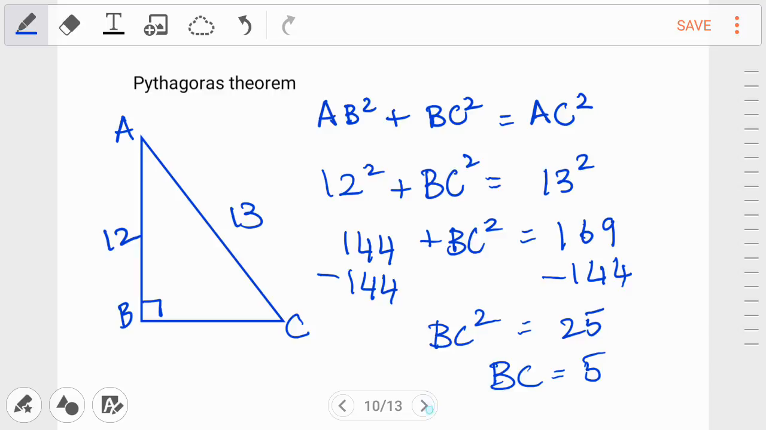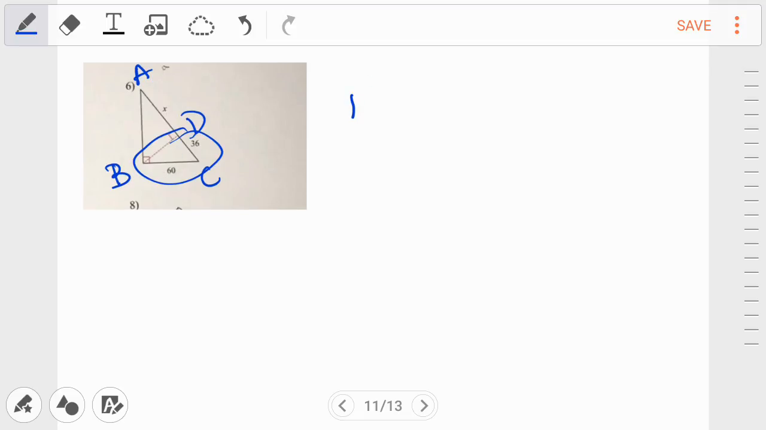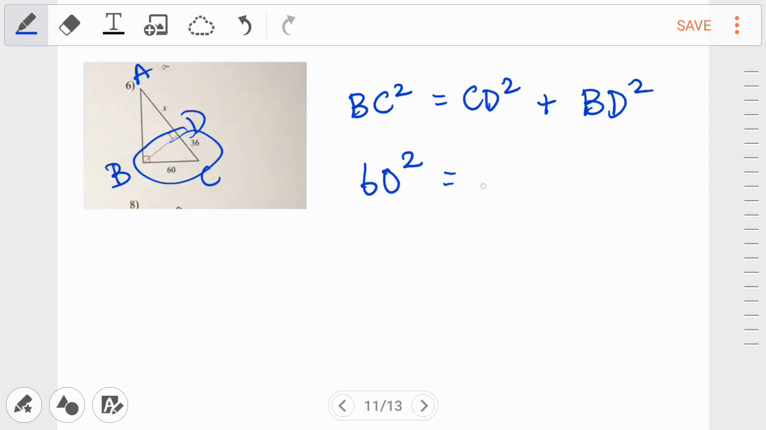So now let's find out in this triangle what is BD. So this is A, B, C, and that was D. So the hypotenuse is BC. So BC square is equal to the short leg square, which is CD square, plus the long leg square. And that's what we don't know. All right, so BC square is 60 square is equal to 36 square plus BD square.